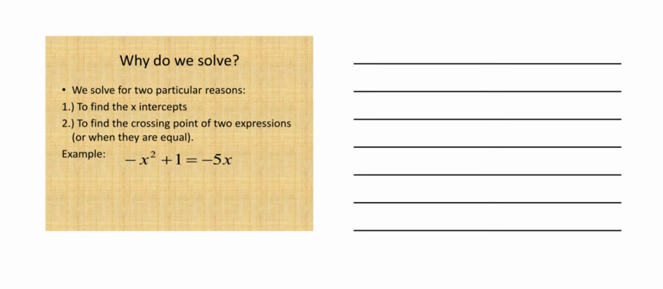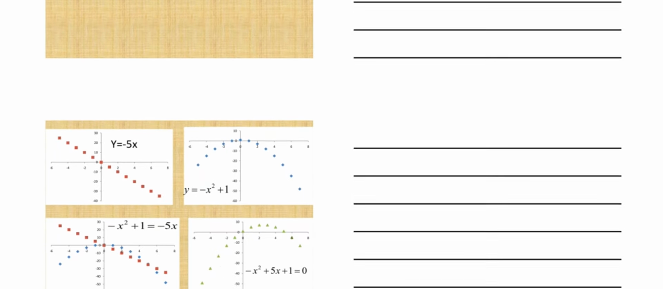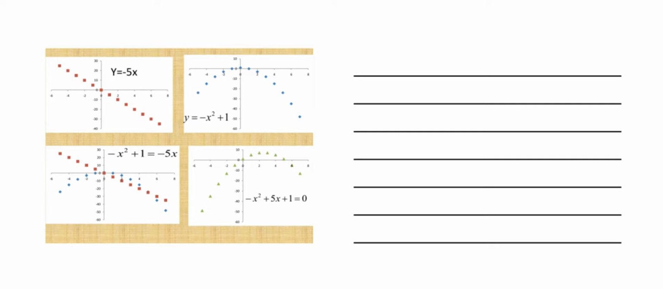Negative x squared plus 1 equals negative 5x. I've taken the liberty ahead of time to graph this. That way it makes it a little bit easier for you to visualize. Keep in mind, if you're doing it by hand, you're plotting points, right? So your graph may look somewhat similar to mine.